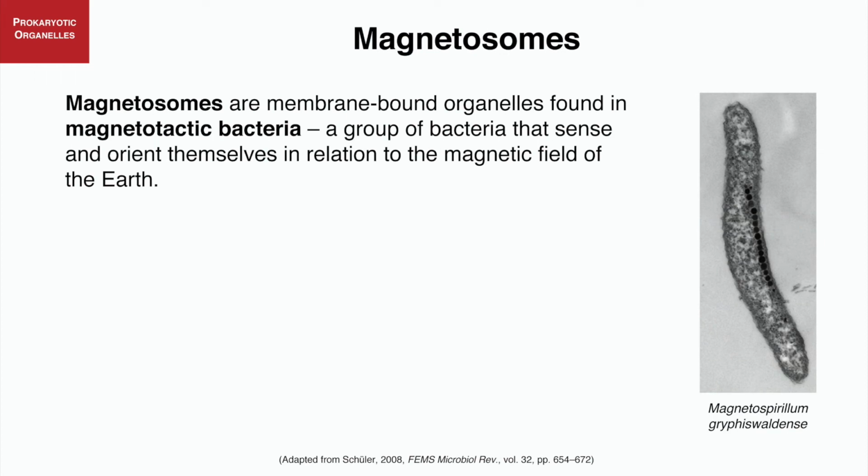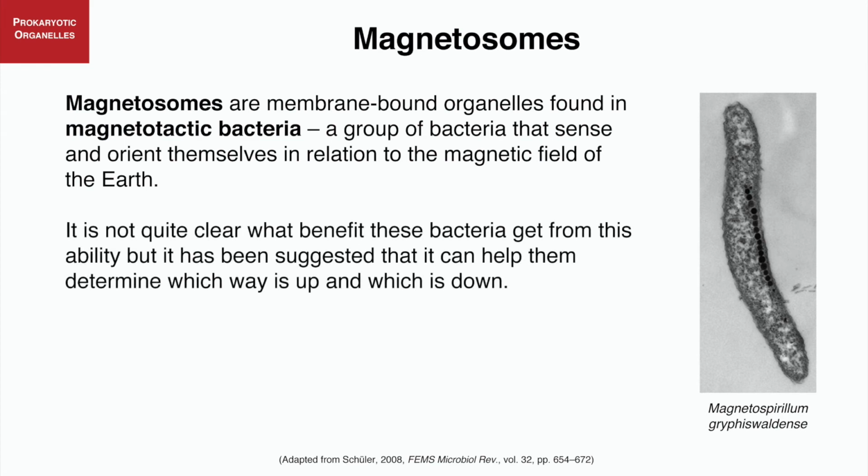Magnetosomes are membrane-bound organelles found in magnetotactic bacteria, a group of bacteria that sense and orient themselves in relation to the magnetic field of the Earth. It is not quite clear what benefit these bacteria get from this ability, but it has been suggested that it can help them determine which way is up and which is down.